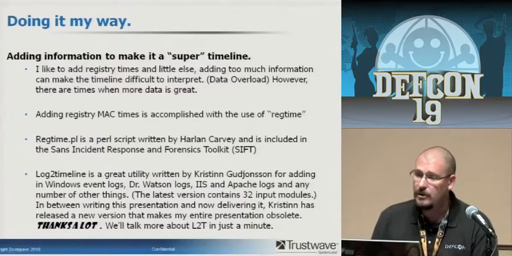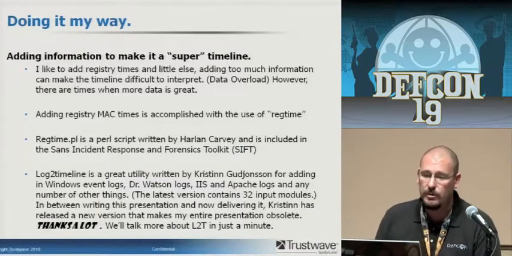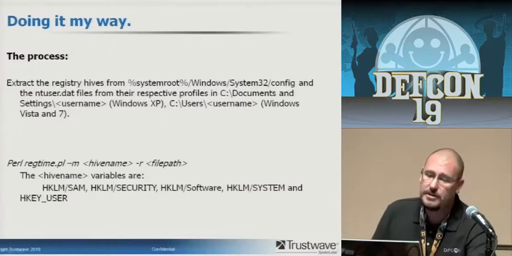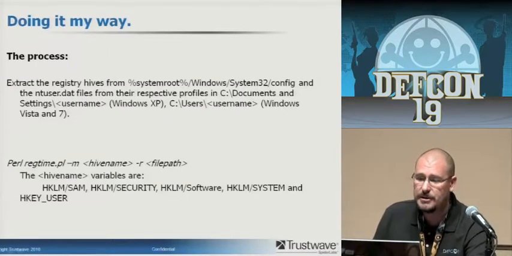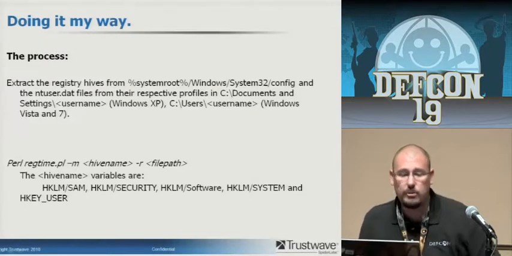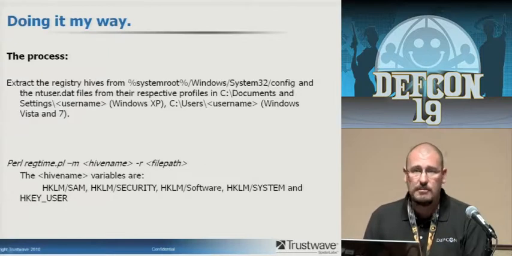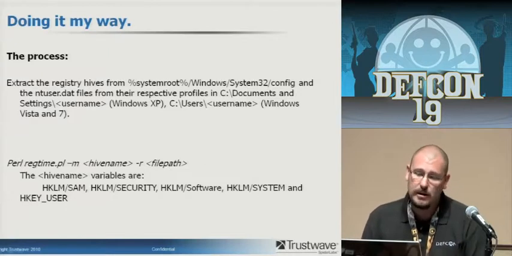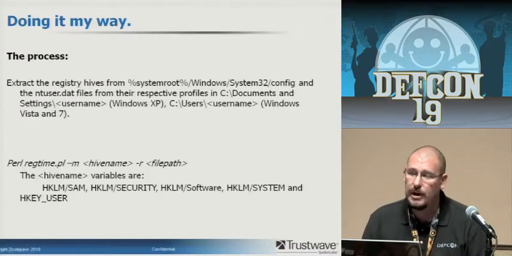It's a little difficult to get it working the first time, but really, really worth it. So the process: you extract the registry hives from system root, Windows System32 config, and the ntuser.dat files for each of your respective users. XP, C documents and settings, it's username, and in Windows 7 it's under C users, username. And then it's a very simple Perl command again, Perl regtime.pl -m, you're going to name your hive name. And again, this is just more so you know which hive you're looking at in the timeline.